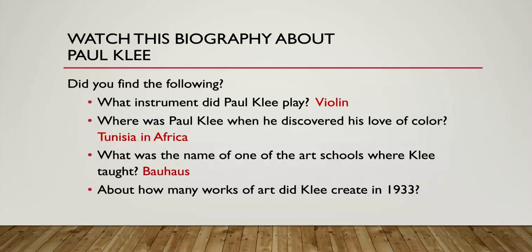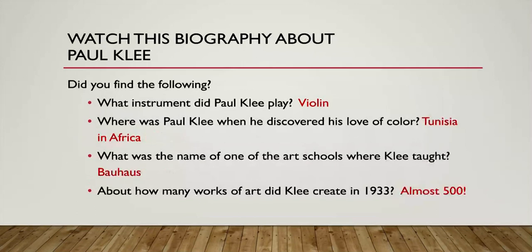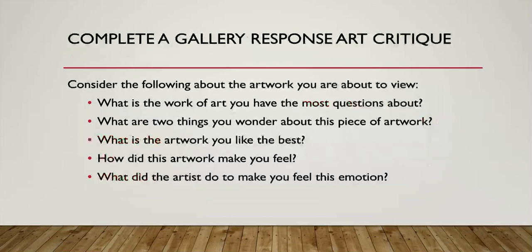For the last question about how many works of art did Paul Klee create in 1933, the answer that you should have gotten was almost 500. That's almost 500 of his 10,000 pieces that he created. Isn't that amazing? Well, keep an eye on those questions and those answers because they're going to help you out later in your quiz. So now we're going to start our art gallery critique.